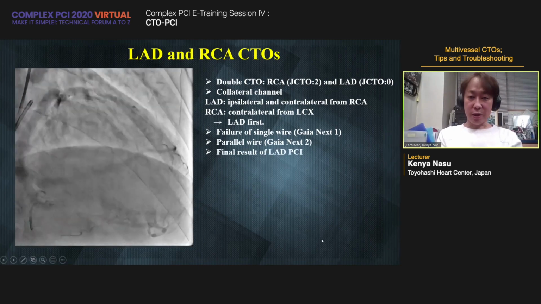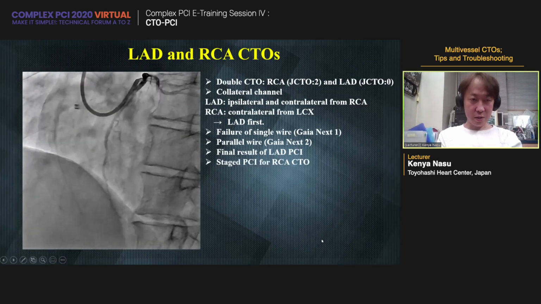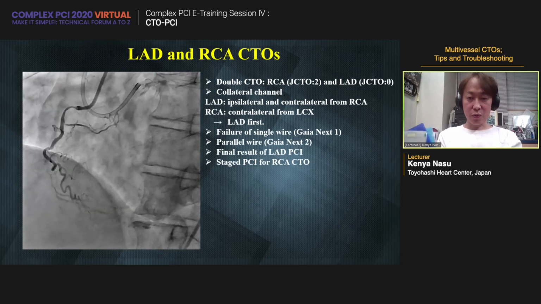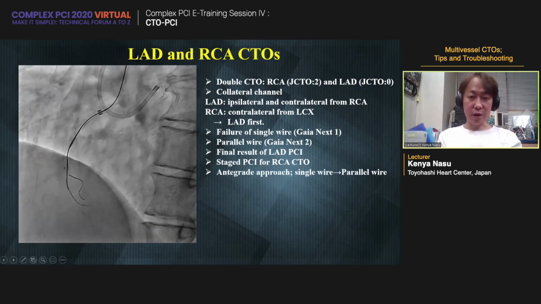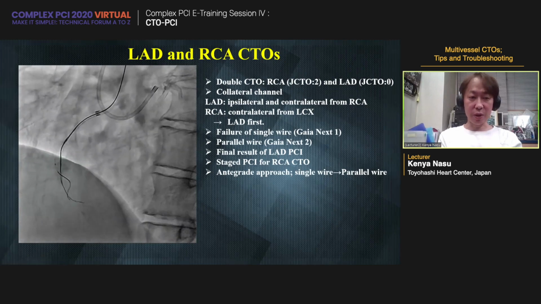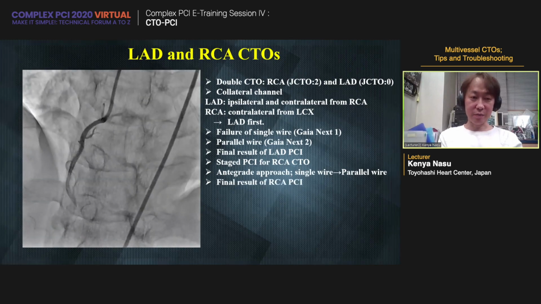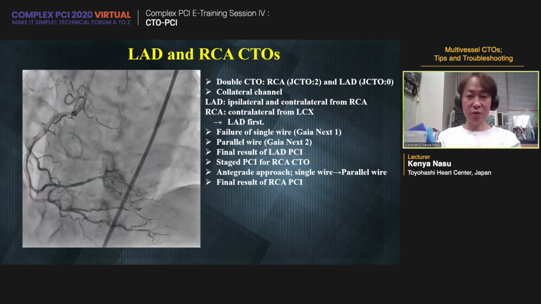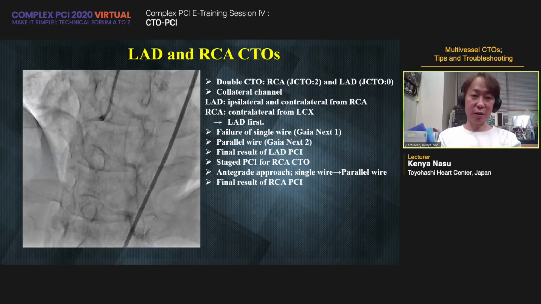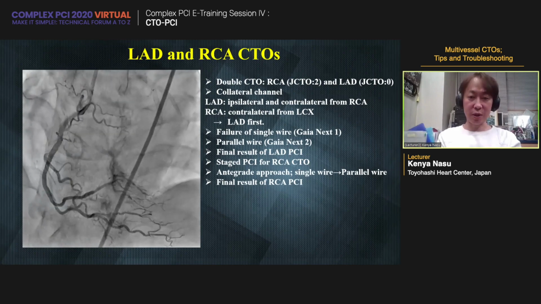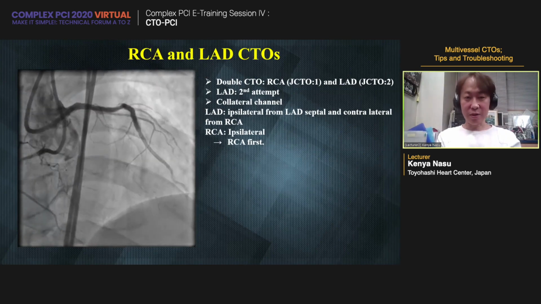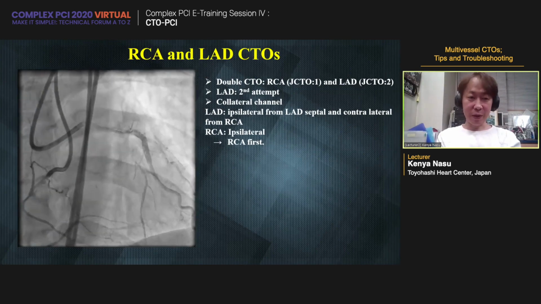And on another day, we did the RCA intervention. Of course, I started with the integrated approach. After the single wire technique, we also used the parallel wire technique. This case is not so complex; each CTO region is not so complex. That's why we can recognize cases like this. However, we also experienced somewhat more difficult cases.